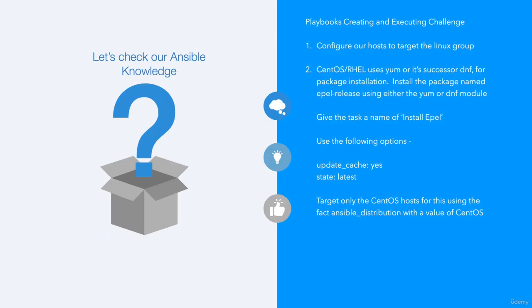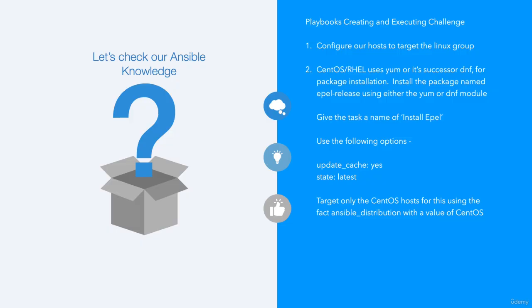Next, both CentOS and other similar variations like RHEL or Amazon Linux use yum/dnf for their package management. We're going to use the Ansible yum or dnf module to install EPEL, the extra packages for the Linux repository. Which one you use, yum or dnf, is your choice. This is required on CentOS-based systems to install Nginx. I want you to give this task a name of install EPEL.